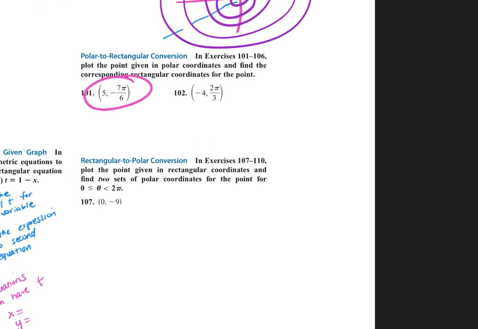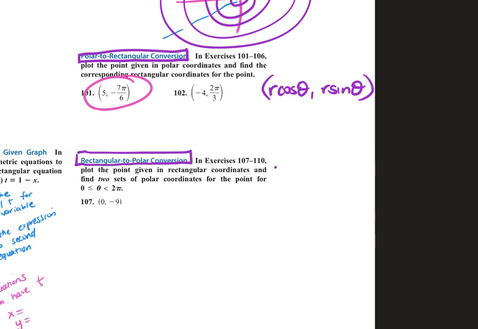So if I'm going from polar to rectangular, this is where we do r cosine theta and r sine theta. I take the r that's there, I multiply it times the cosine of whatever that angle is, and then I take that r and I multiply it times the sine of whatever that angle is. And then back the other way, rectangular to polar, our r is equal to the square root of x squared plus y squared. And our theta is tan negative 1 of y over x.